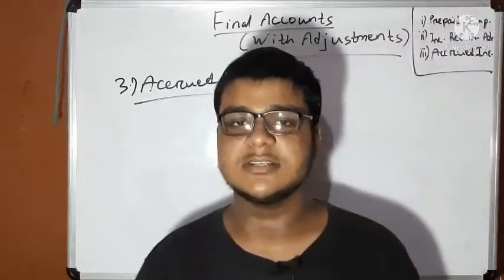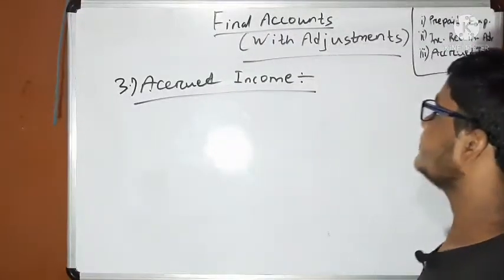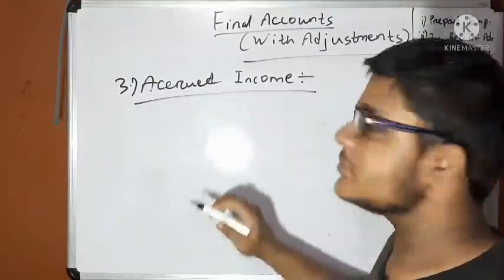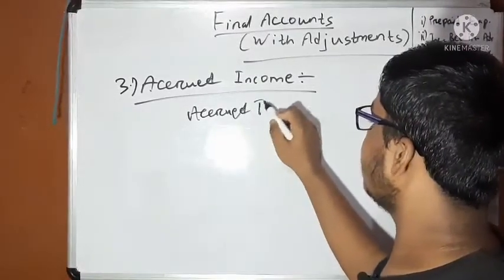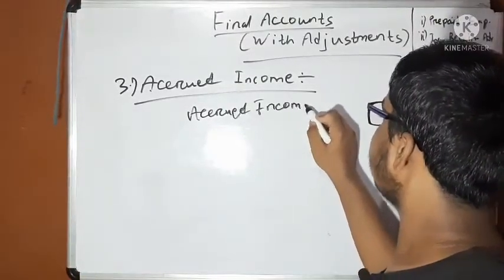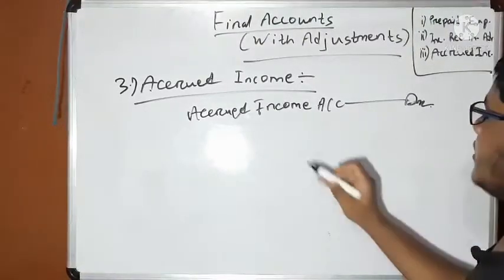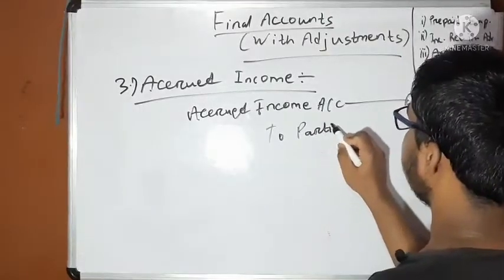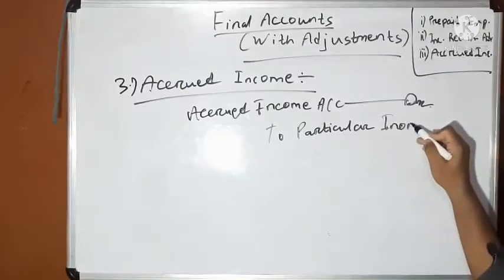Let's move to know the journal entry regarding this adjustment. So the adjustment is: accrued income account debited to the particular income account.